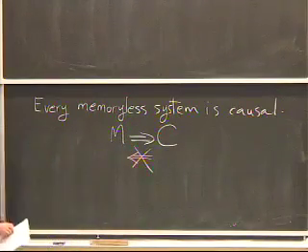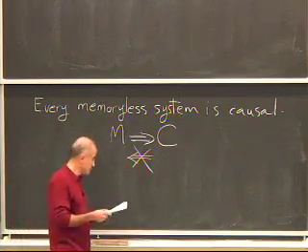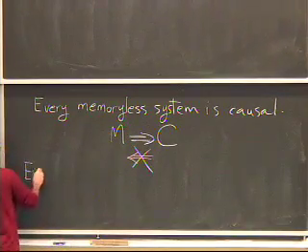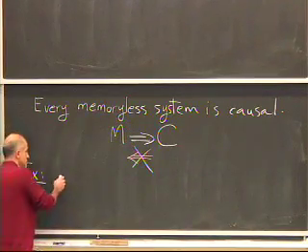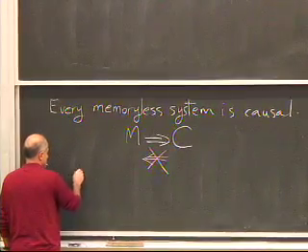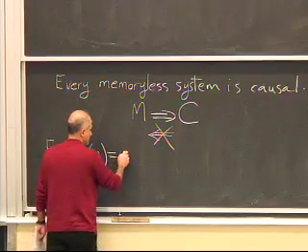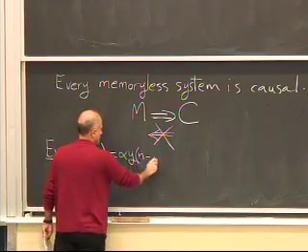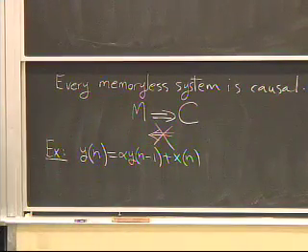Not every causal system is memoryless. And there are plenty of examples, and when we do some of the examples, you'll see. In fact, let's do one. So one of the things we described with regard to causal systems is when you have, suppose I have this system. y at time n depends on the value of y at n minus 1 plus x of n. LTI system.